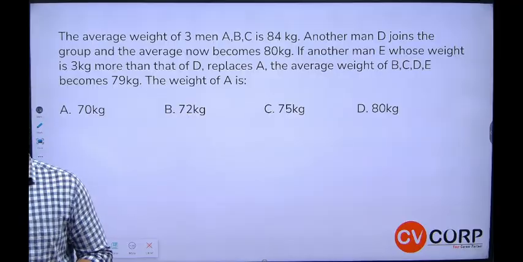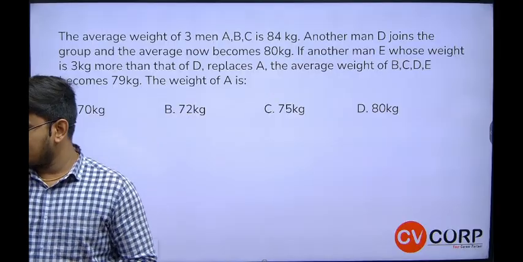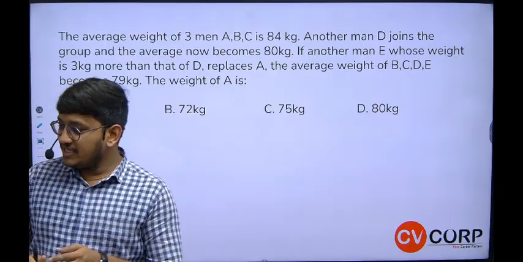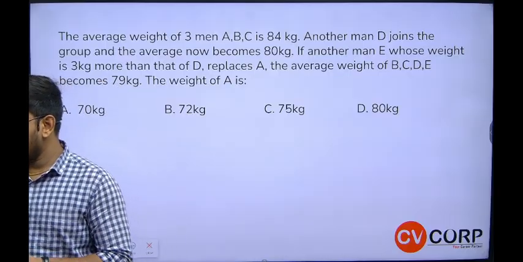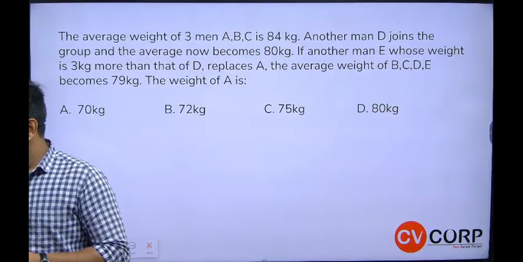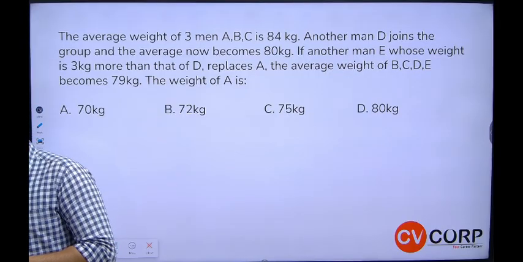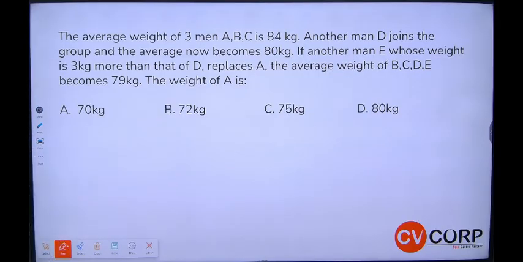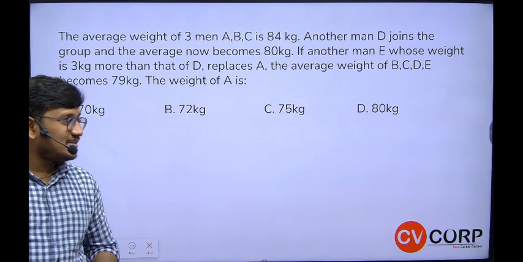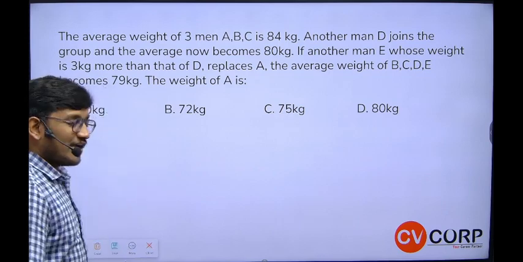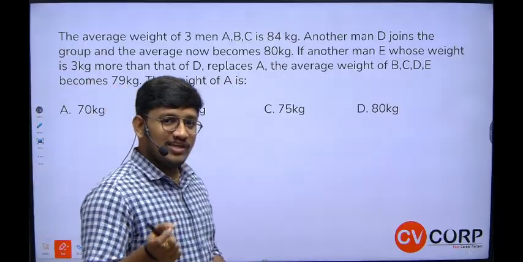Average weight of 3 men, A, B, C is 84. If another man D joins the group, average becomes 80. If another man E, whose weight is... Yes, added and replaced. Very good. Yes, here it is a combination of the question. It's not only added, it's not only replaced.